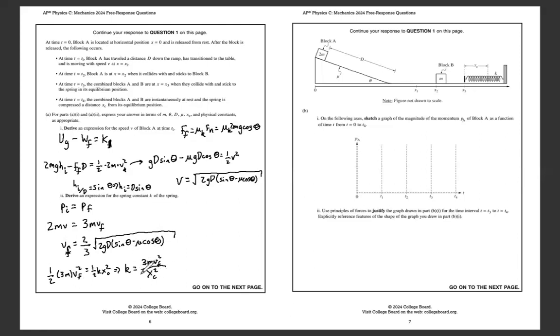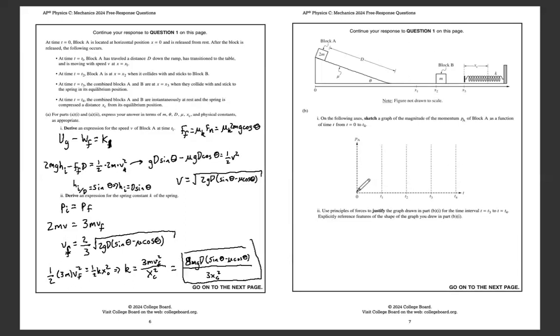If you plug in what you got for v_f from conservation of momentum, that's going to simplify down to 8 mg times sine theta minus mu cos theta, all over 3 x_c squared. And that just looks lovely, doesn't it? There you go. There's your final answer. All right. Now we get to sketch our nice fun graph, but this time it's not for kinetic energy, it's for momentum of the block.